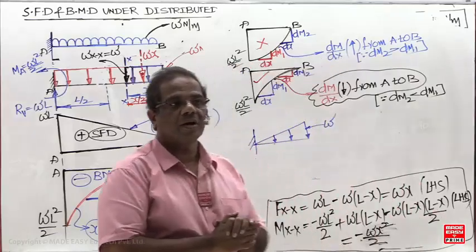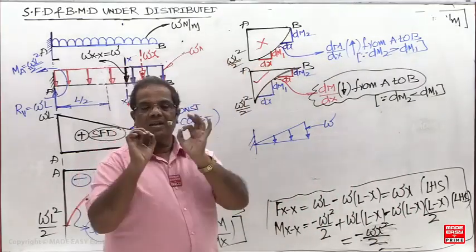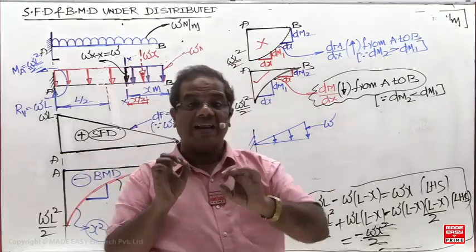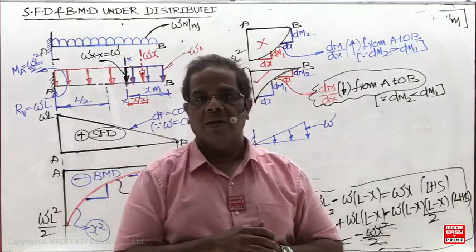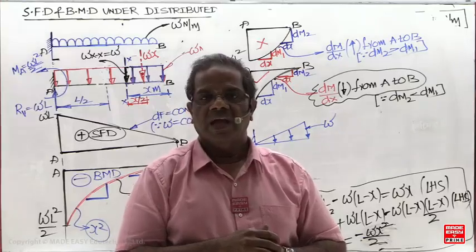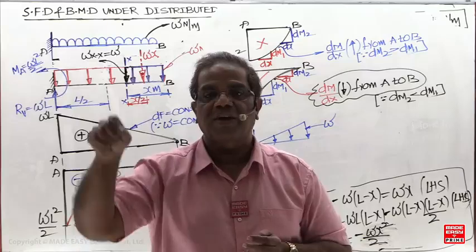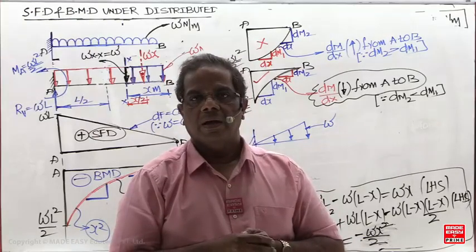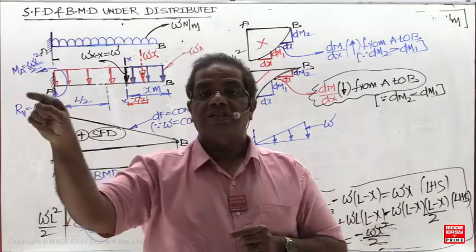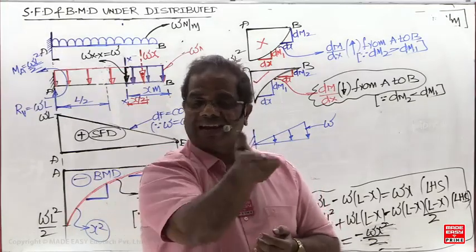Most of the students are going to make a mistake in the parabolas now. Always remember, the slope of the bending moment diagram depends upon the magnitude of the shear force. If the shear force magnitude is constant, the slope should be constant. That's why you get an inclined line. In your constant load, shear force constant means the slope should be constant. That's why you are getting an inclined line.